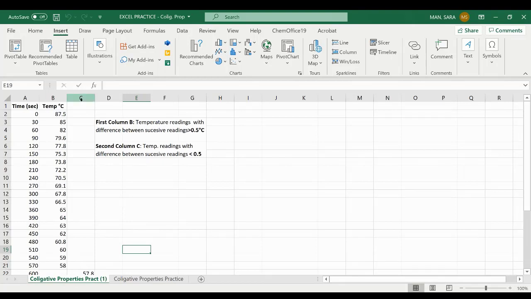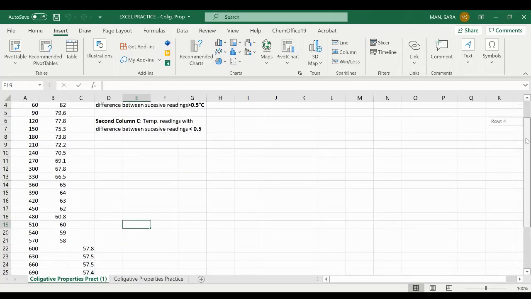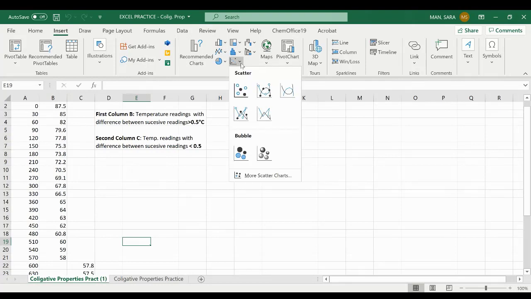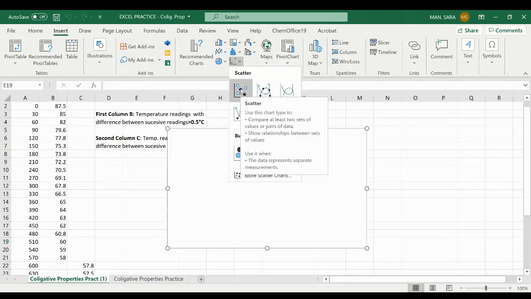So what do we need to do? First thing, you're going to be given the data and you have to separate it into column B and column C, just as I did. If two temperature readings have a difference that is lower than 0.5, you start column C. Now we have to plot the data in order to find the intersection. So we click on insert, and then we always pick the scatter, the first one.